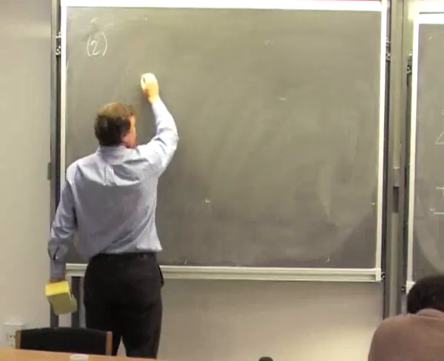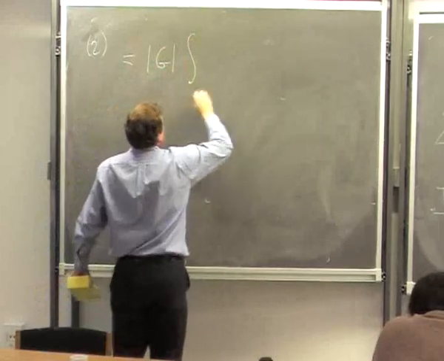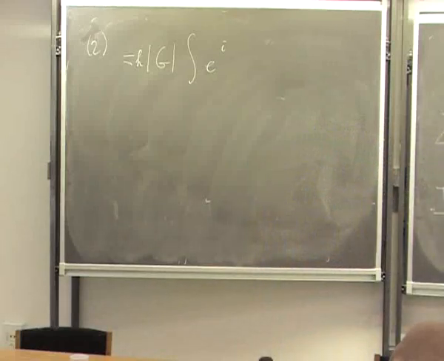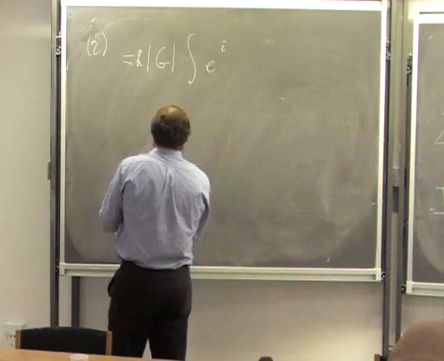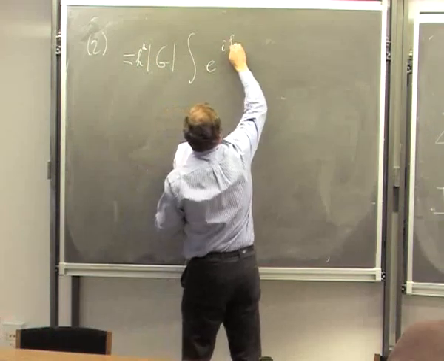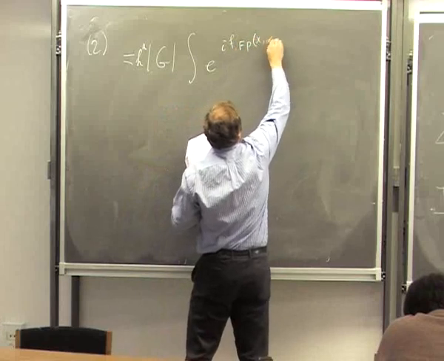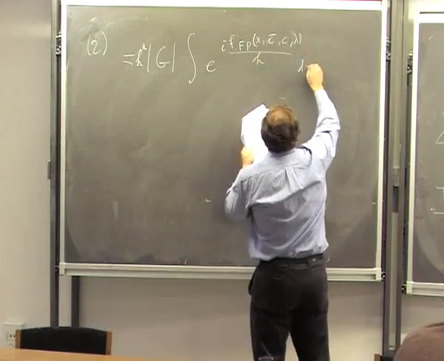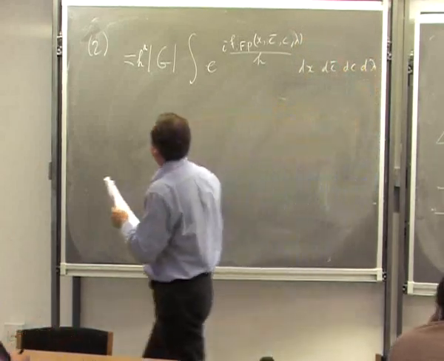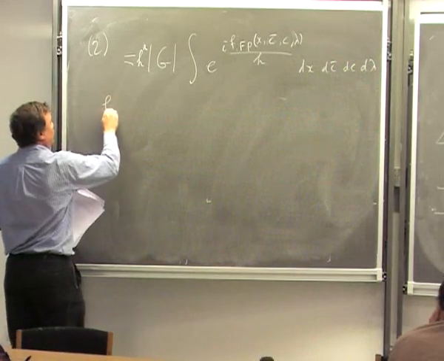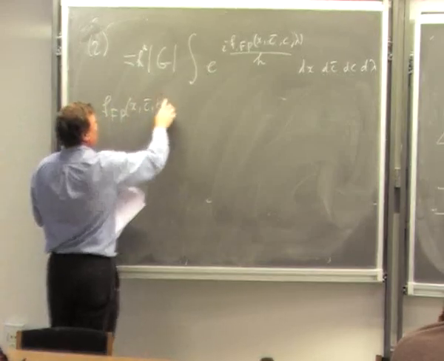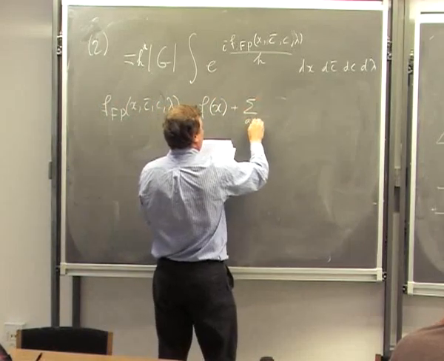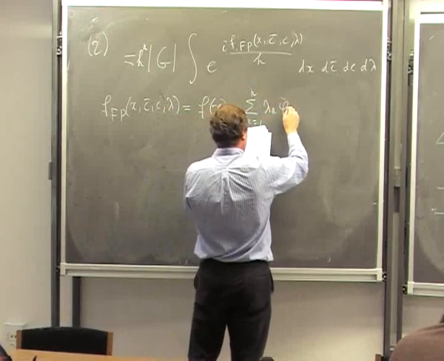2 is that this is also equal to |G| times the integral with a factor h to the n, I'll call it F_p(x, c bar, c, lambda) over ih, dx dc bar dc d lambda, where this is equal to f of x plus the sum over a from 1 to n of lambda_a p_a.